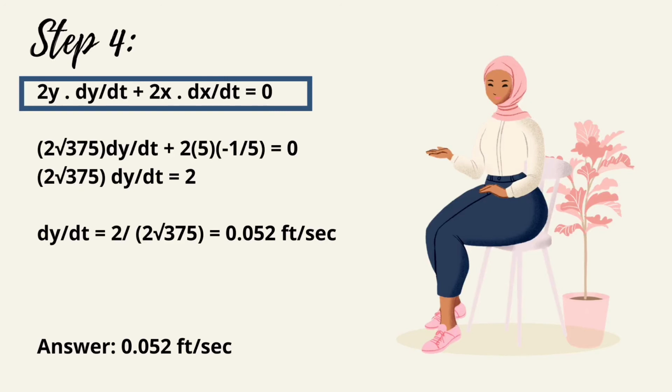The last step is we use the equation that we got in step 2 before, which is 2y times dy/dt plus 2x times dx/dt equals 0. Substitute all of the values we got earlier in order to find dy/dt. So here, we get dy/dt equal to 0.052 feet per second.